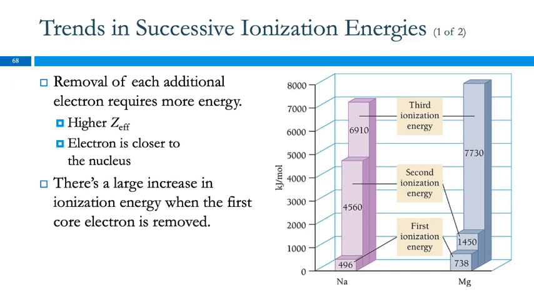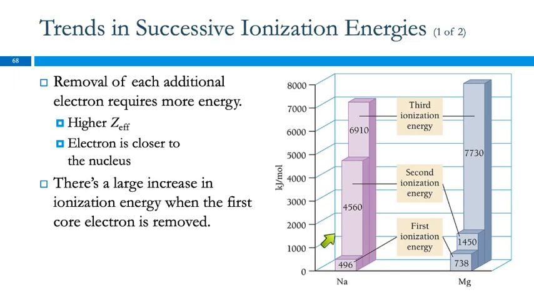This one I think is easier to understand. So you remove one electron, you got to pay for it, right? You remove the second electron, you're going to have to pay more. And a third one is going to cost even more. So each one that you remove is going to have a higher ionization energy. That makes sense.